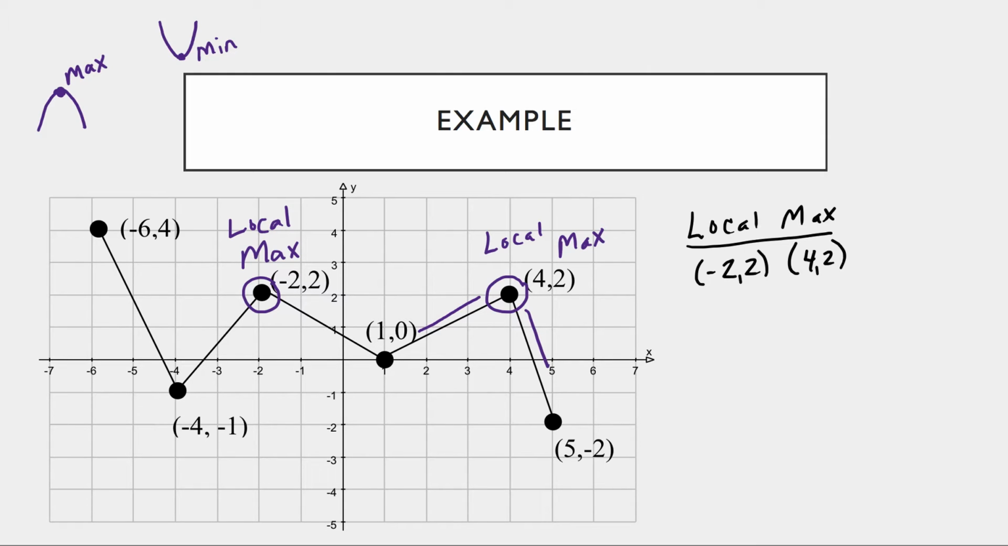Okay. Now, it's probably worth noting that this point is not considered to be a local max because in order for it to be a local max, you have to be able to say that it's increasing on one side and decreasing on the other. And we know that it's decreasing over here, but we don't know what's happening on this side.